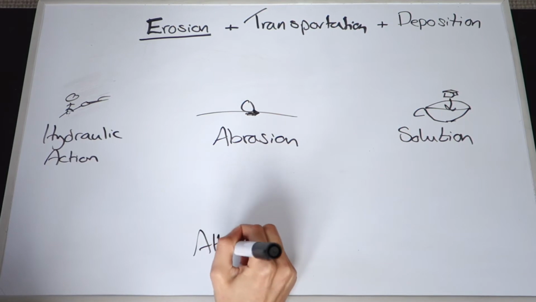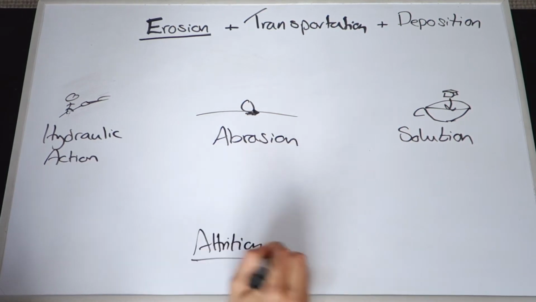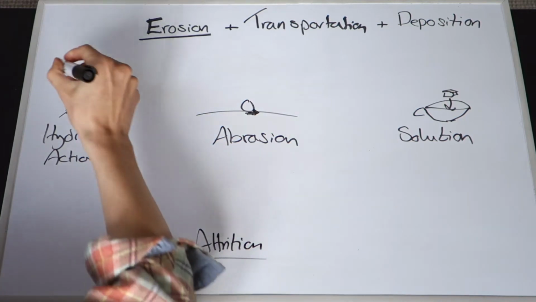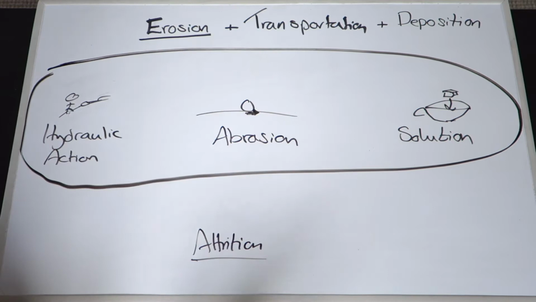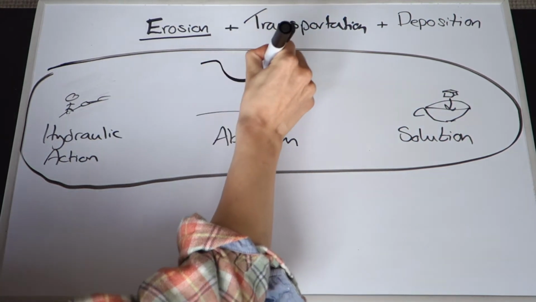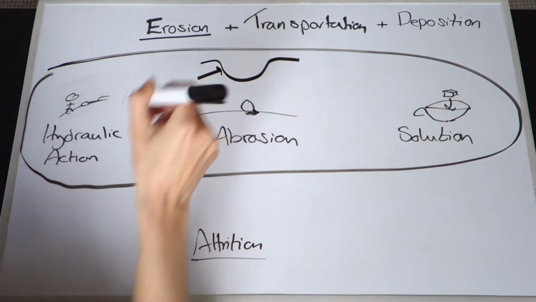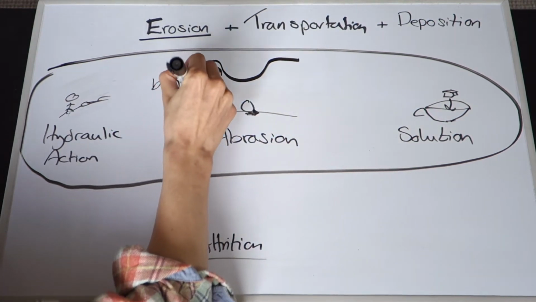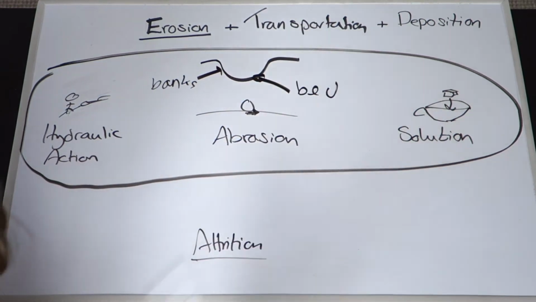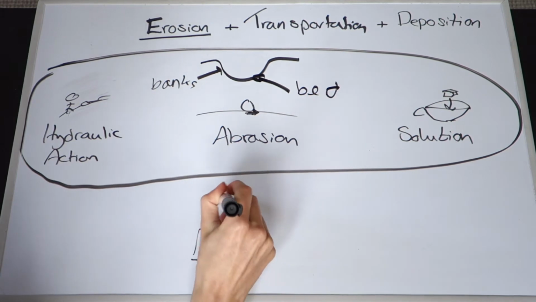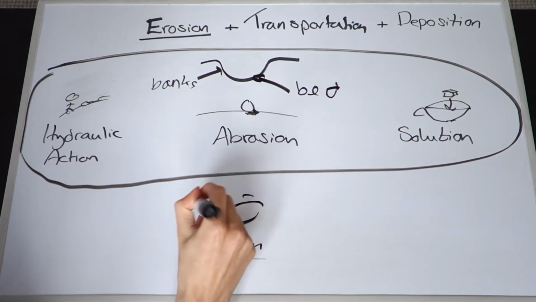Rivers also erode by a process called attrition. Now, all of the previous processes of erosion that we've just talked about, they act on the river bank and the river bed. So remember, we've got our river. The sides of the river are called the river banks, and the bottom of the river, that's the river bed. So hydraulic action, abrasion and solution act on the river banks and the bed. Attrition is a bit different. Attrition acts on the load, so it acts on what the river is carrying.